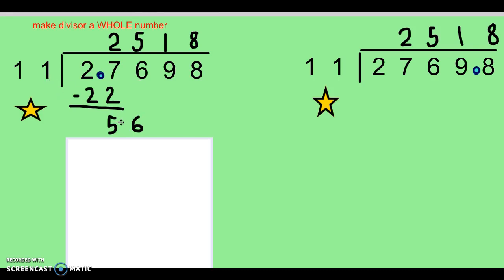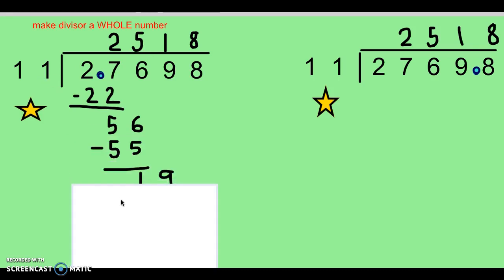Does 11 go into 56? Yes, it does. 5 times. 5 times 11 is 55. And I subtract again, and I get 1. Bring down my next number, which is 9. And does 11 go into 9? Yes, it does. 1 time. So 1 times 11 is 11. We subtract and get 8.